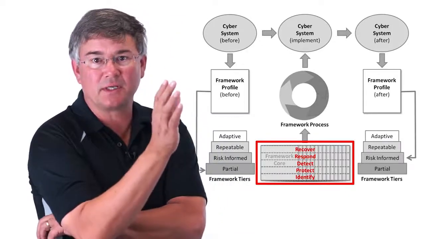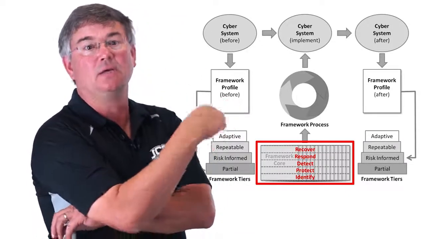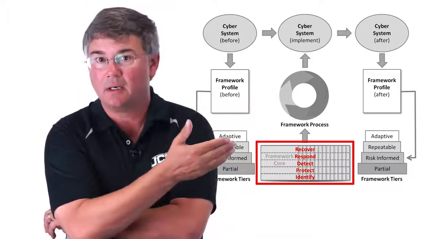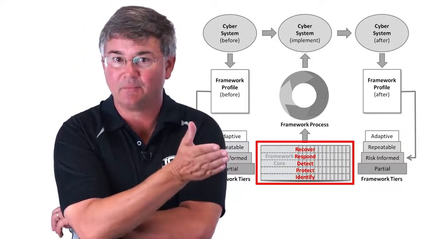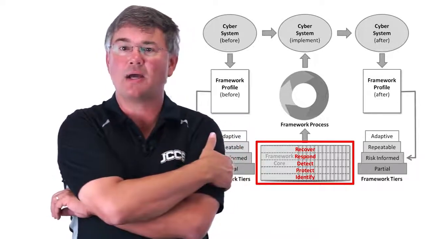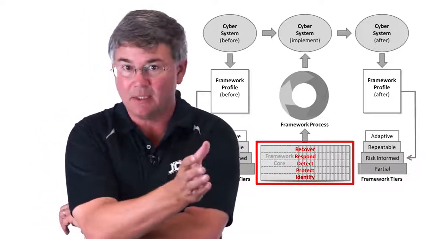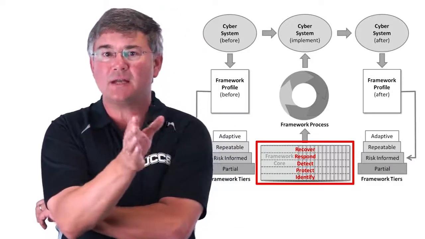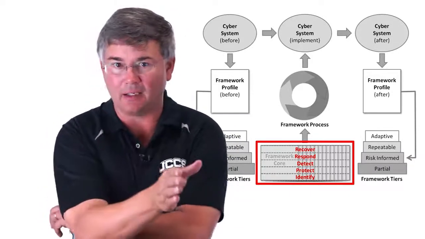The framework core consists of 5 concurrent continuous functions: identify, protect, detect, respond, and recover. Each of these functions is comprised of corresponding categories and subcategories of activities that are matched with a set of 6 separate standards and guidelines.